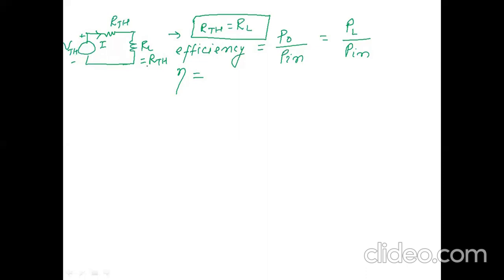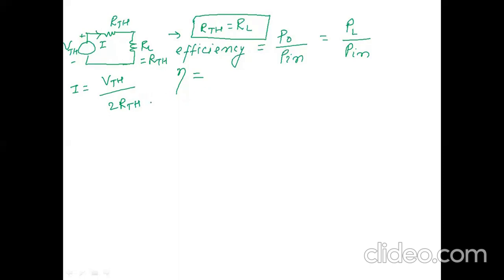To calculate this efficiency, we have to use this relation: output power by input power, and output power is nothing but the power in the load. So in the load circuit, we have to calculate the power. First we find the value of current. What is the value of current here? The current is VTH divided by twice RTH, because this RL is equal to RTH, so RTH plus RTH is this much.